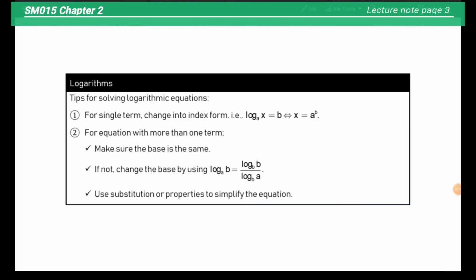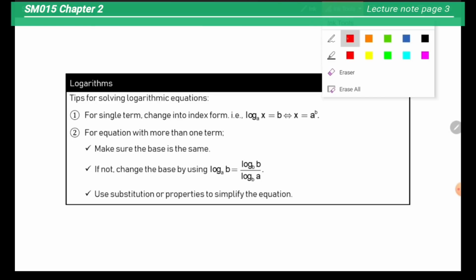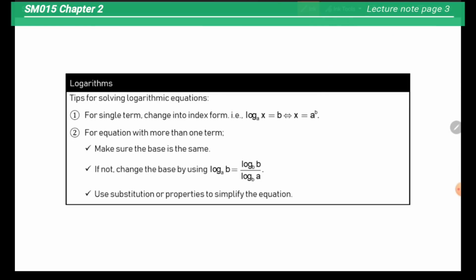Now we are going to learn about logarithms. There are a few tips for solving logarithmic equations. Firstly, for a single term, you can change into the index form. Log x base a equal to b, you can change into x equal to a to the power of b.